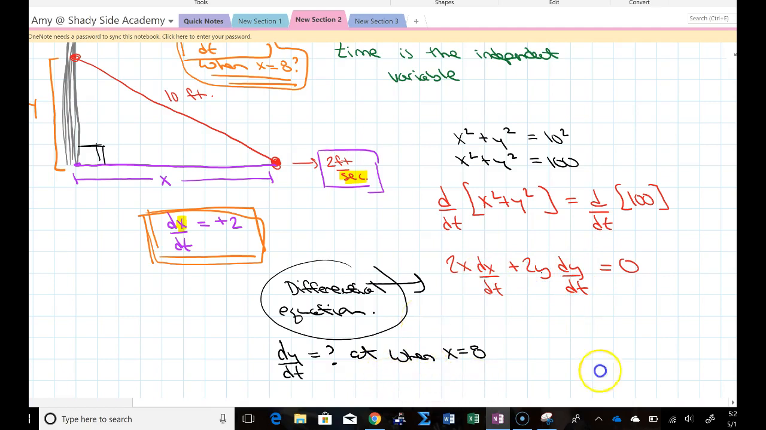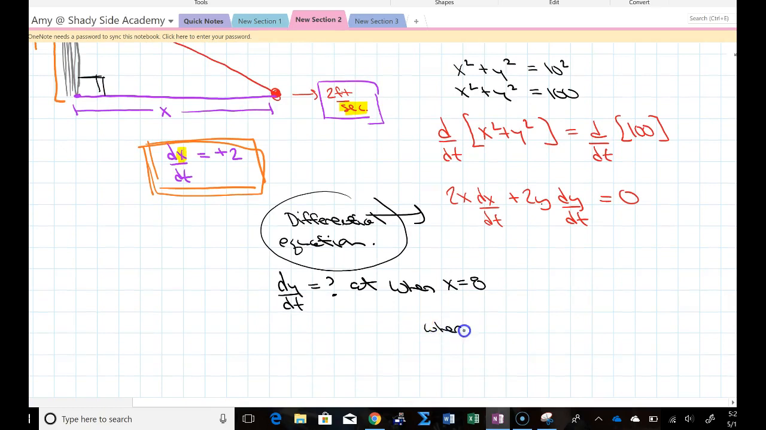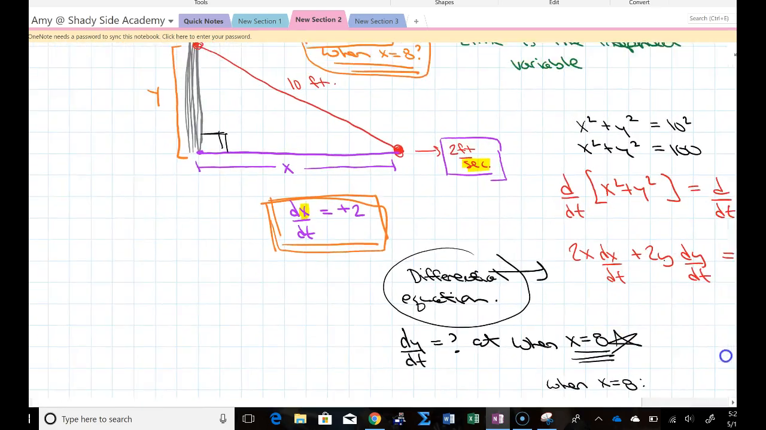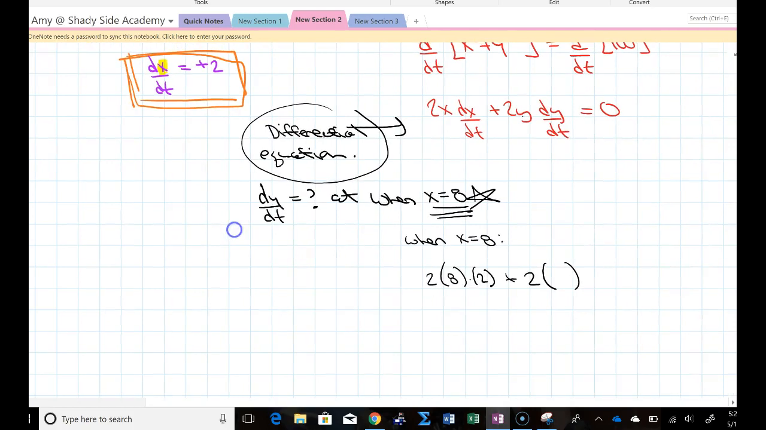Okay, well, let's see. When x equals 8, I get 2 times 8. Do I know what dx/dt is here? Yes, dx/dt is a constant positive 2 feet per second, times positive 2, plus 2 times, I have to find the value of y when x equals 8, right? That's the time. We need to find the value of y when x equals 8. How do I do that? Let's make a little note to self.